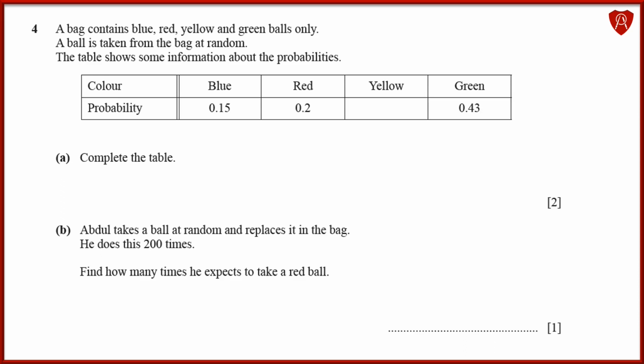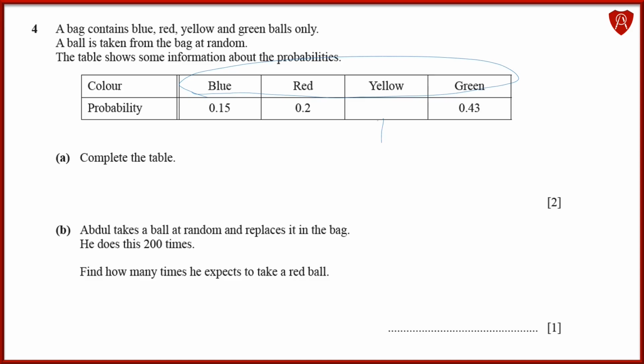Number 4 is on probability. A bag contains blue, red, yellow, and green balls only. A ball is taken from the bag at random. The table shows some information about the probabilities. So all the 4 balls are listed here, and there are no others. So the total probability, if we added these numbers, would be equal to 1.